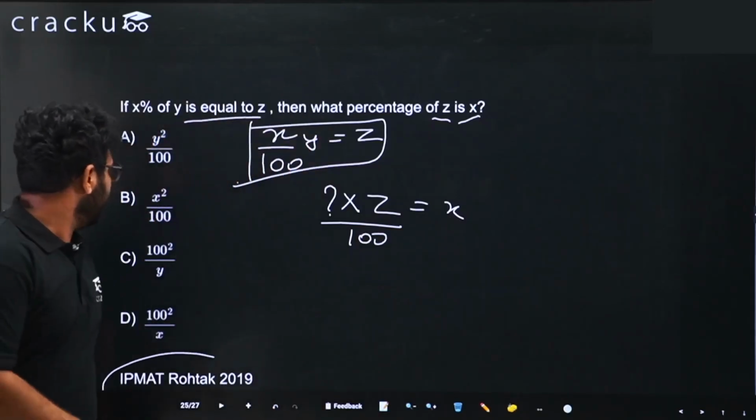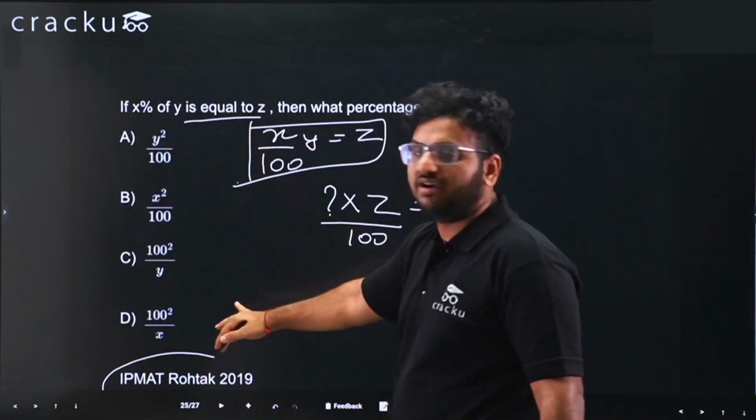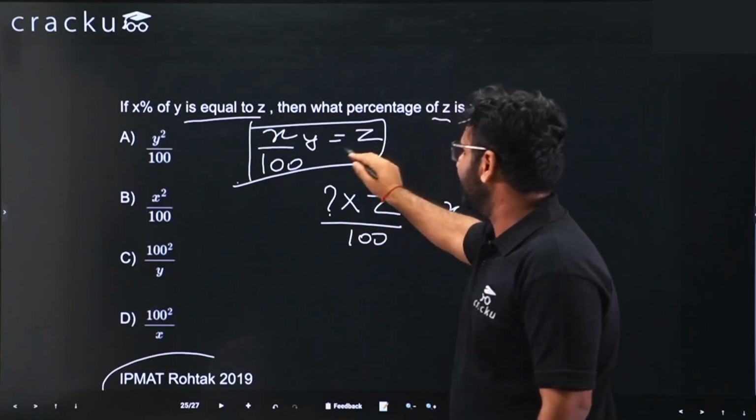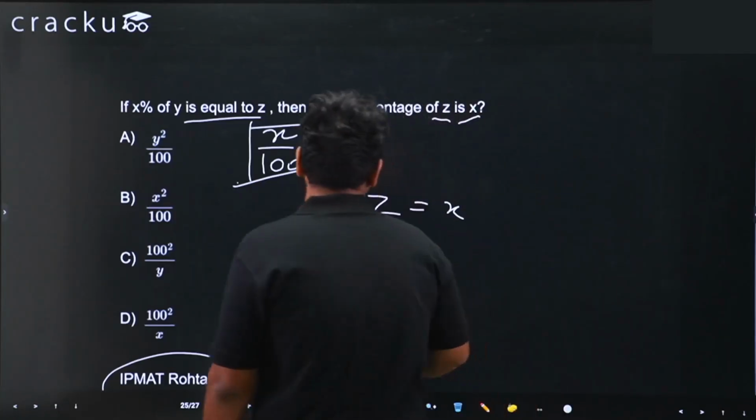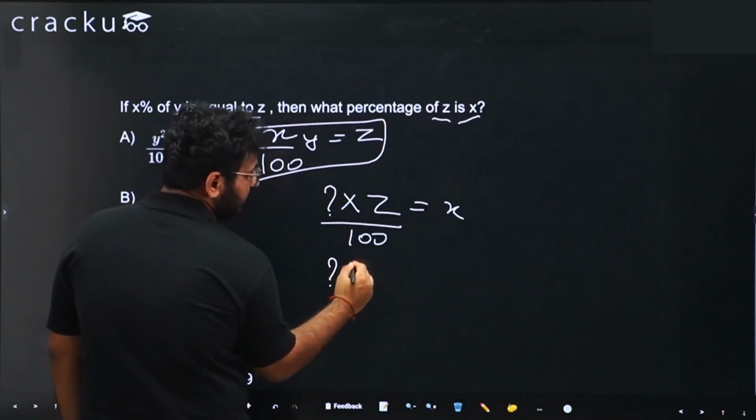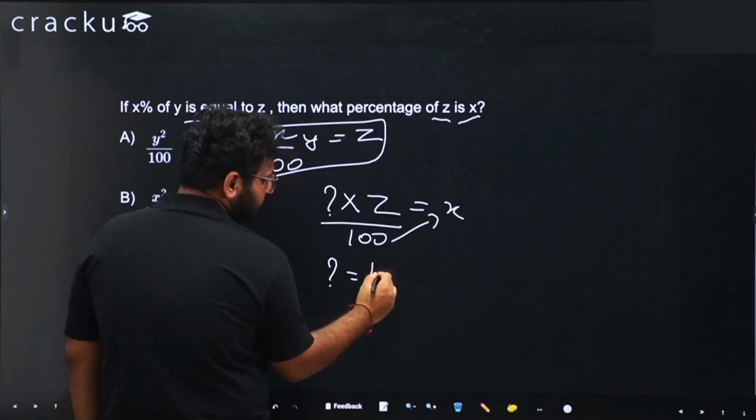Okay. Now the value is given in what? X or y. So let us replace z by xy by 100. So this question mark will be equal to what? 100x by z.